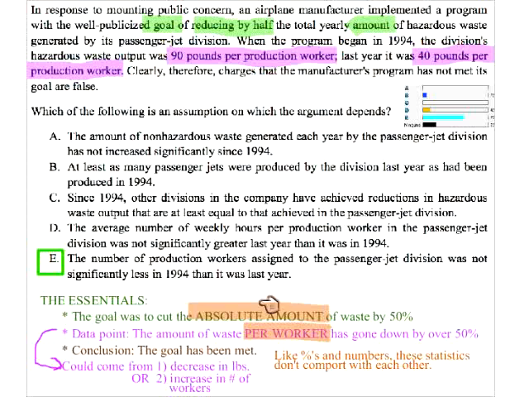Even if you go outside the argument, you still have to stick to the topics at hand, which are amount of waste, number of workers, and amount of waste per worker. Any statistic that doesn't have a bearing on these things is not going to affect the argument. So it doesn't matter how many jets we made. It only matters how much waste was produced by how many people.